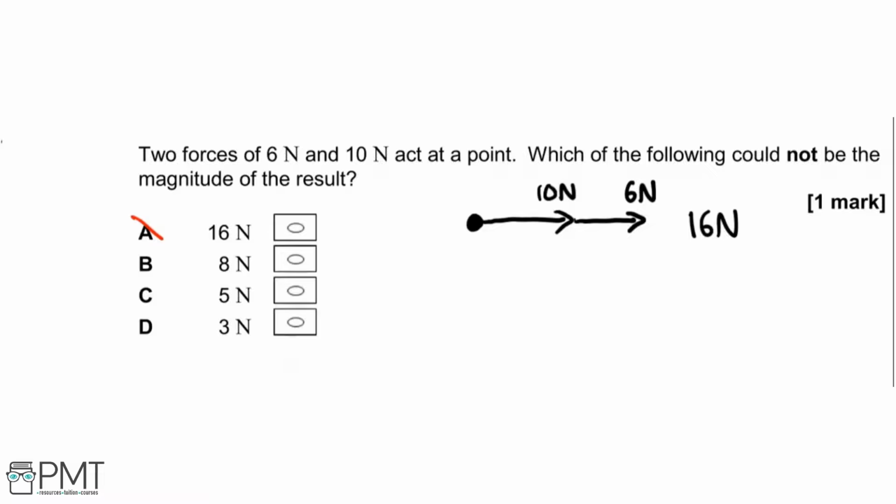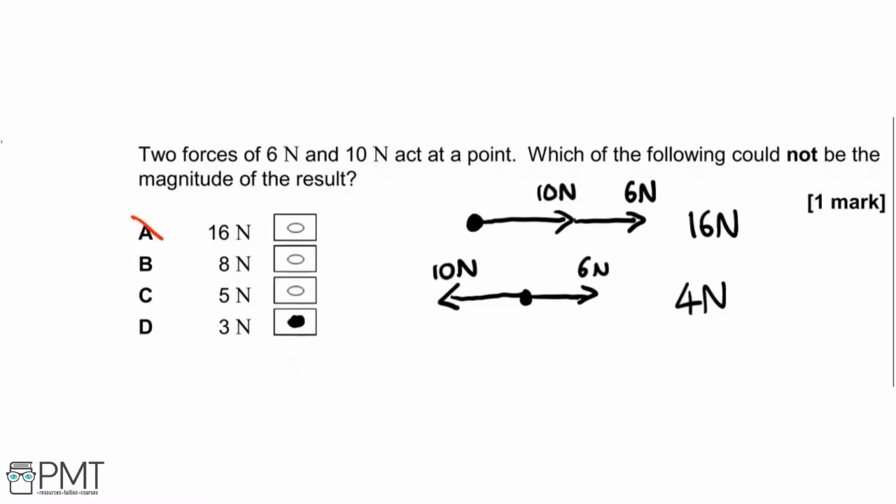Now let's have a look at if these forces were in opposite directions. Now that would mean that the resultant is 4 newtons. This is actually the smallest magnitude of resultant force that we can obtain. Those forces are fully opposed to each other. There's no more that 6 newtons can take away from that 10 newtons. So actually what we've shown there is that 3 newtons is not possible, it's too small.